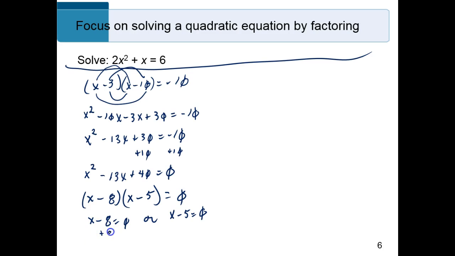Add 8 to both sides, and that gives us x equal 8. And over here, add 5 to both sides, and that gives us x equal 5. All right. Never a bad idea to go back and check.